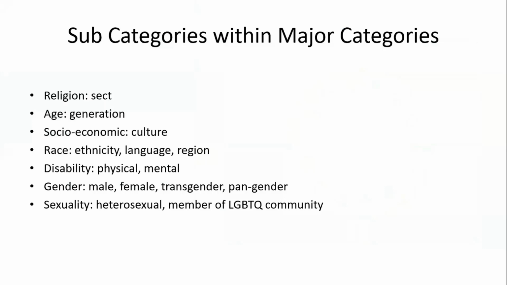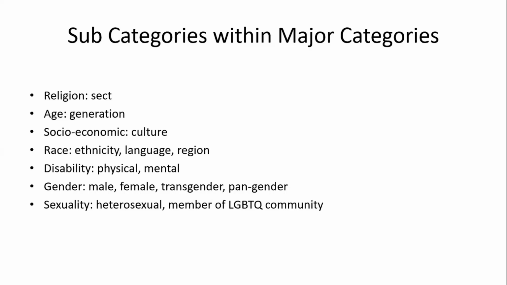So some subcategories within those major categories: within many religions, there are different sects. So maybe you are a Christian, but what sect do you belong to? Are you Lutheran? Are you Catholic? There's a whole bunch of them, right? Age. What generation do you belong to? Janet Coulter did a really, really great presentation at National last year about the different generations and how we can be generationally competent.